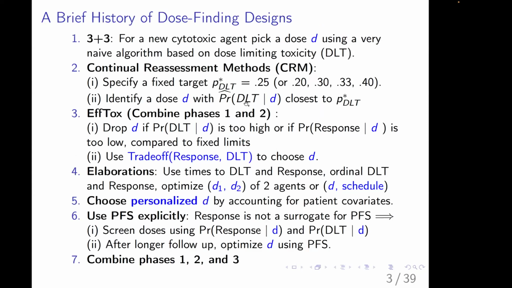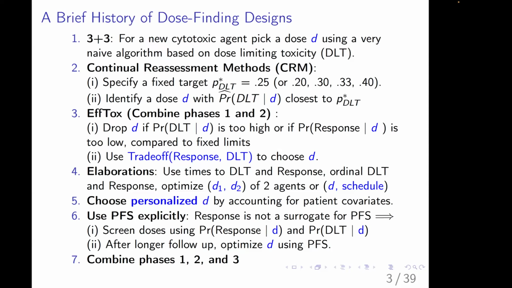So the 3+3 design. For a new cytotoxic agent, you pick a dose using a very naive algorithm based on dose-limiting toxicity. Then the big advance, 1990, the continual reassessment method. What do you do? You specify a fixed target for the probability of dose-limiting toxicity, 0.25 or whatever you like. Then you identify a dose with estimated probability of DLT closest to that target.